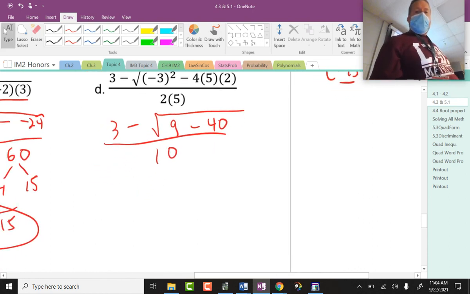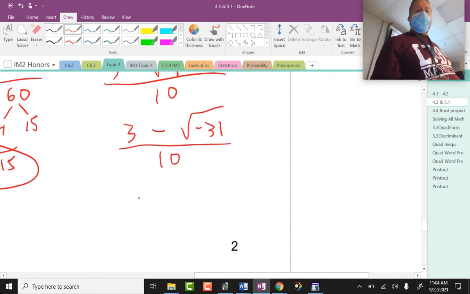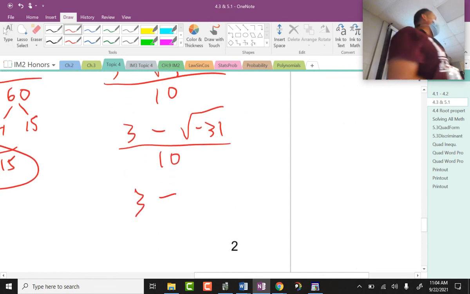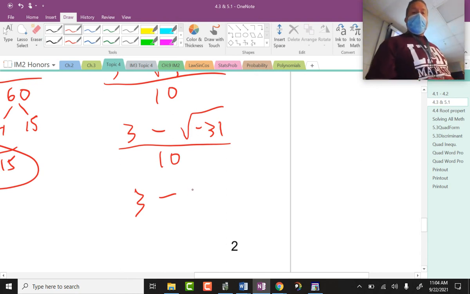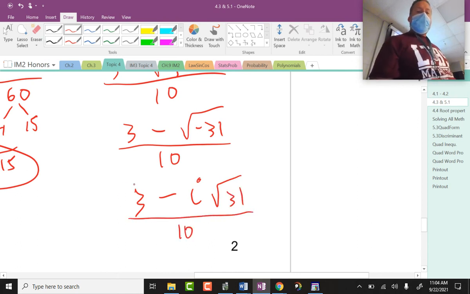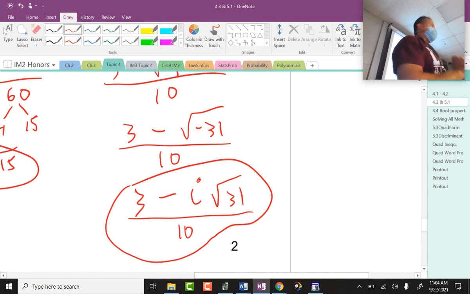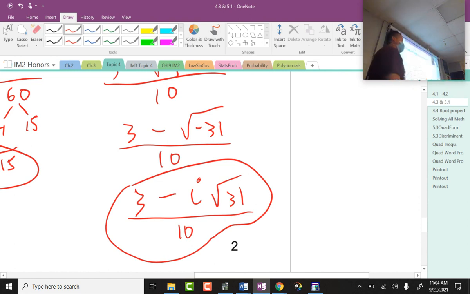Except for what's 9 minus 40? Negative 31. I'm not going to allow you to write that. What do you have to write this as? What kind of number is square root of a negative? An i number. So you have to write this as i times the square root of positive 31 over 10. And unfortunately, 31 is prime, so I don't get to bust out anything else after that.